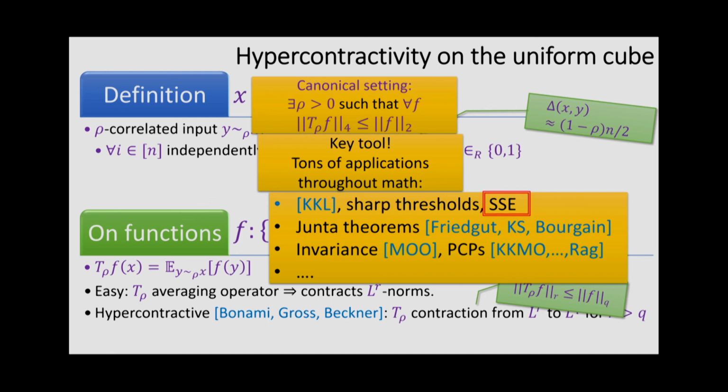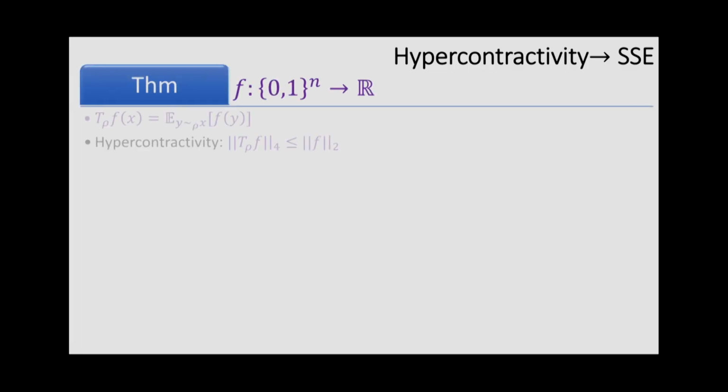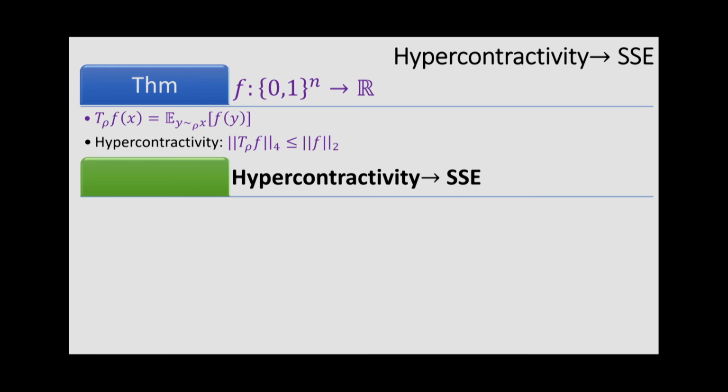I just want to quickly show you how it implies that the noisy hypercube is a small set expander. It's very simple. So let's recall the hypercontractivity inequality again. And what we'll show is that this correlated input graph is a small set expander. So this is yet another connection in this diagram. It shows that hypercontractivity implies small set expansion.